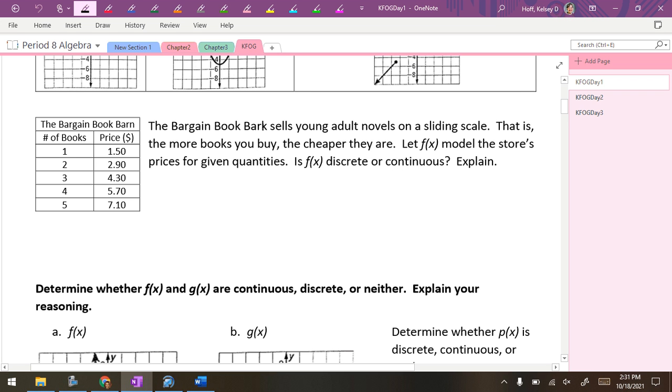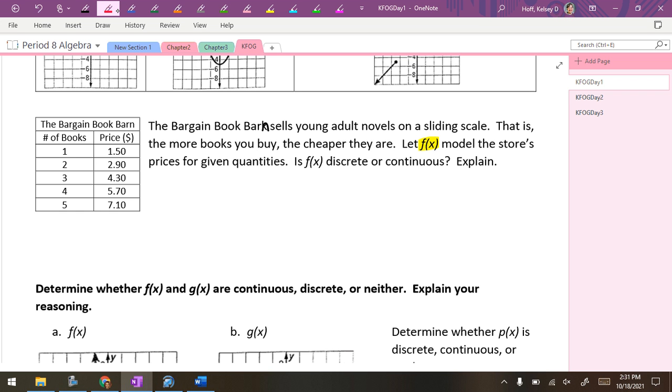The Bargain Book Barn, that's supposed to say Barn, typo. The Bargain Book Barn sells young adult novels on a sliding scale. That is, the more books you buy, the cheaper they are. Let f of x, which is just a fancy way of saying the equation or the function, model the store's prices for a given number of quantities. Is f of x discrete or continuous, and explain.